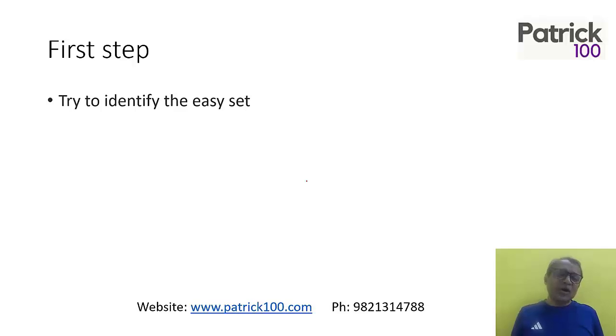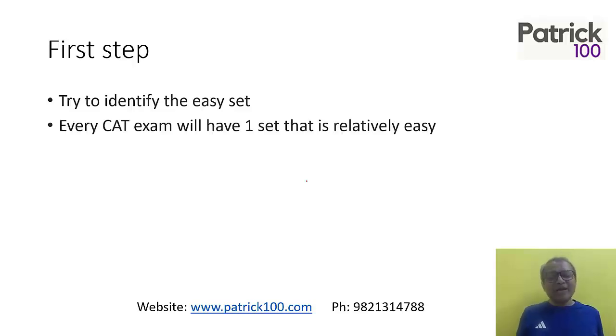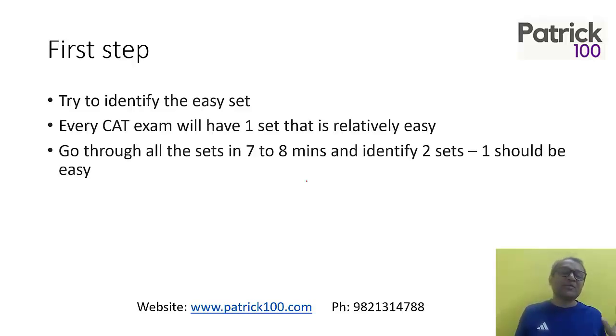Now, the first step is to identify the easy set. That's very important. If you look at the CAT exam, there will always be one set which is comparatively much easier than the other sets. You should be able to identify that one easy set, and it is designed that way, so that a lot of people can solve that one set. So every CAT exam will have that one set. You need to ensure that you pick up that one set.